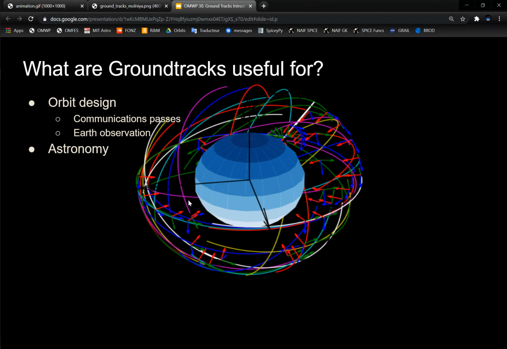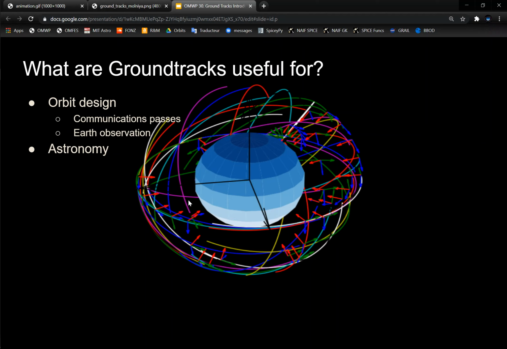So what are these ground tracks used for? They're very useful in orbit design. So you want to design what your orbit's going to be so you can have certain communications passes. So if you have some sort of ground station, you want to make sure your satellite's actually going to pass over it. There's also Earth observations. So if there's somewhere on the Earth that you want to observe, you want to make sure that your orbit is aligned such that you can do that.